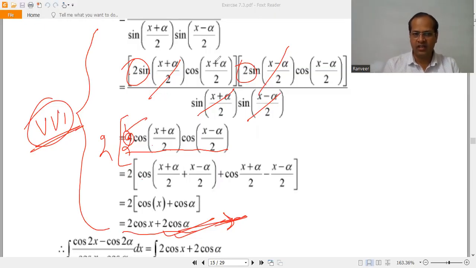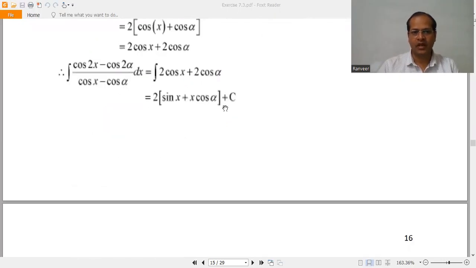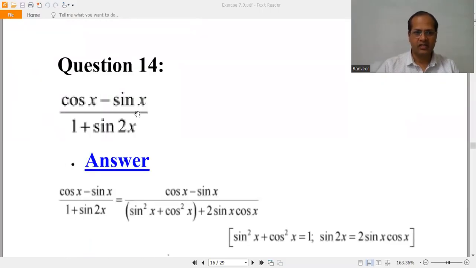Now after that, only one step you have to do: take the integration sign and write the answer, because the integral of cos x is sin x, and this is the constant. So for the 1, this is x. This is the answer.